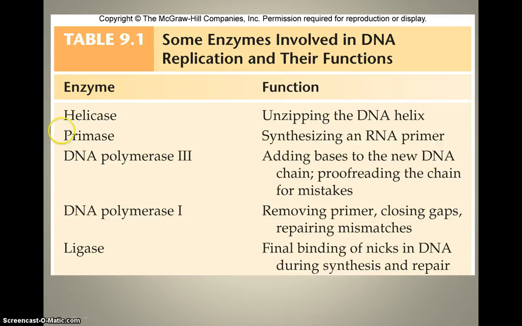So again, just to take a look at, these are the 5 enzymes that I'm going to expect you to know. So helicase is the unzipping, primase makes the little RNA primer so that DNA polymerase 3 can start to build the strand, proofreading itself as it goes along. DNA polymerase 1 will remove that primer and replace it with DNA, close any gaps or repair any problems that DNA polymerase 3 may have left behind, and then ligase finalizes and separates out the chromosomes so that the whole cell can cleave and complete the replication of the total cell by the process of binary fission.